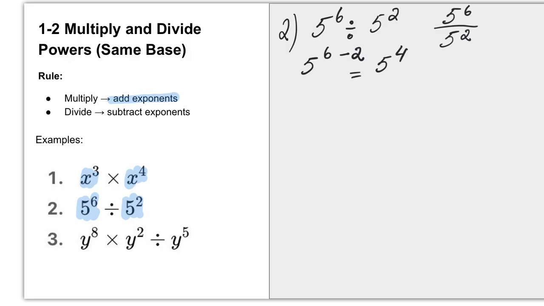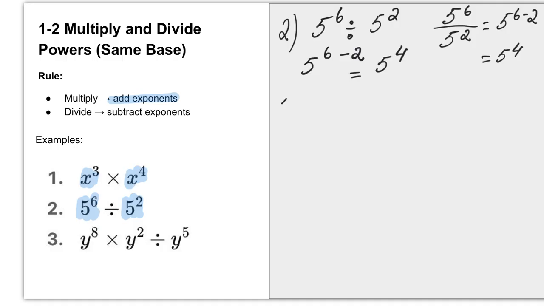We're going to try and understand why we are subtracting. So let's go ahead and do that here. Same thing: 5 raised to the 6th power minus 2. And this will equal 5 raised to the 4th power.